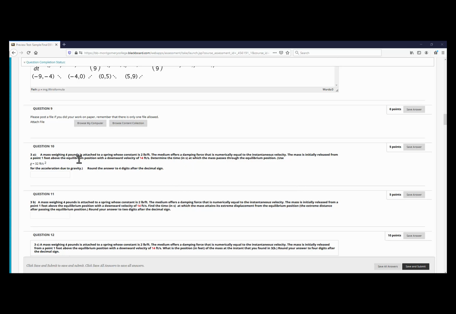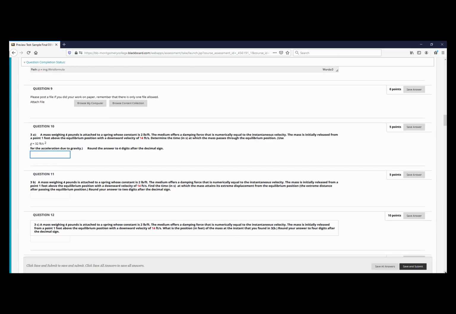Now we move on to the next question: a mass weighing 4 pounds is attached to a spring whose constant is 2 pounds per foot, and the medium offers a damping force that numerically equals the instantaneous velocity. The mass is initially released from a point 1 foot above the equilibrium with a downward velocity of 14 feet per second. So this one will be treated as negative and this quantity would be positive. We have to find the time at which it first passes the equilibrium position.